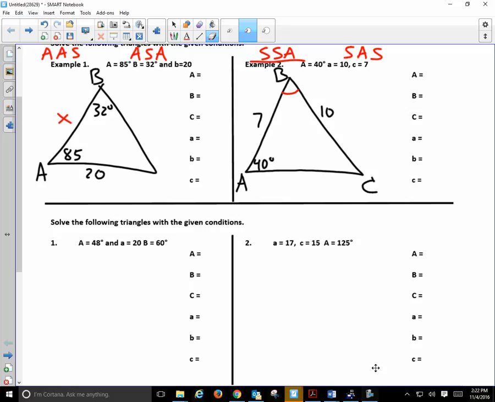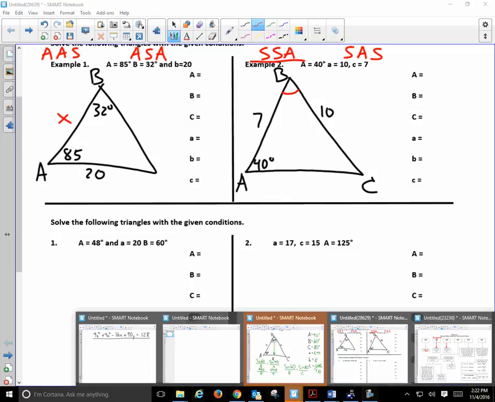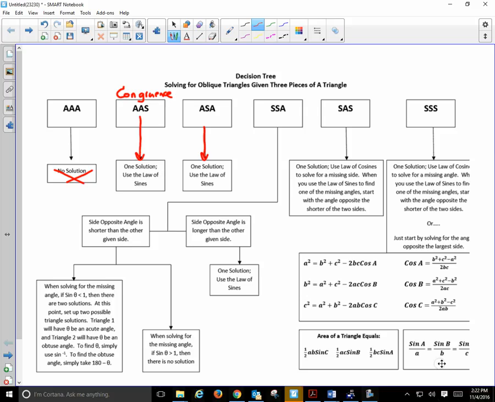So let's see what happens in that situation. Look at your notes that I have out. As long as you can follow this, we'll be good for the day. I have a side, side, angle situation. And in order to know how to solve, I have to follow it down here, and I have to answer this question. Is the side opposite the angle longer than the other given side, or is the side opposite the angle shorter than the other given side?